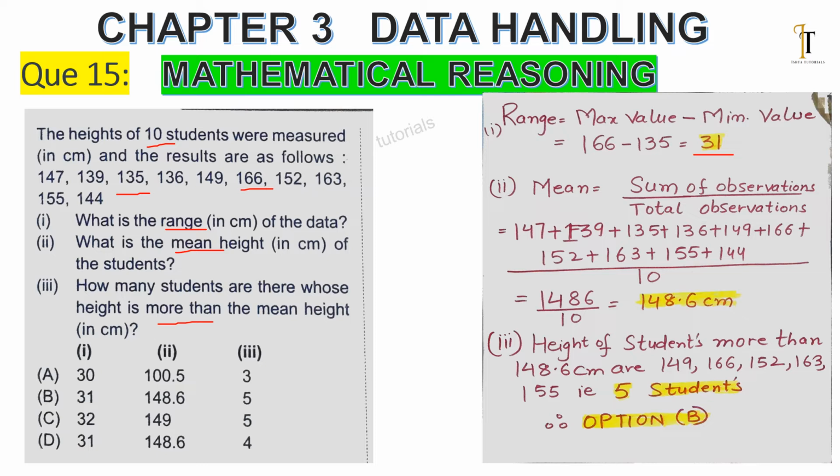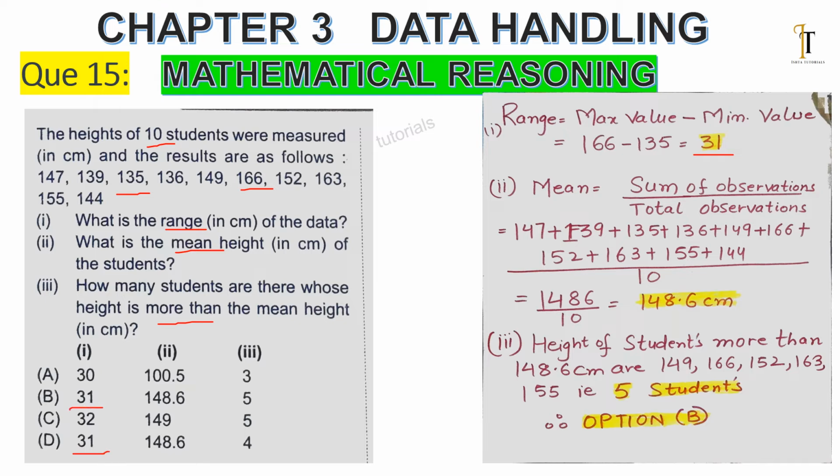So students, mean, arithmetic mean, average, it's all the same. It means you need to find the sum of observations upon total observations. We have added all these observations and got 1486 by 10, that is 148.6. So let's check the options again. Yes, it again comes in B and D.